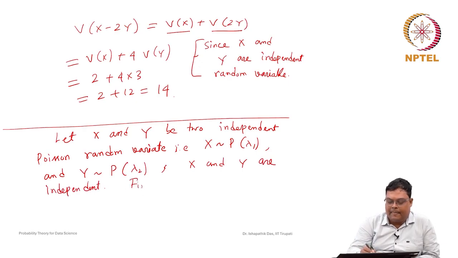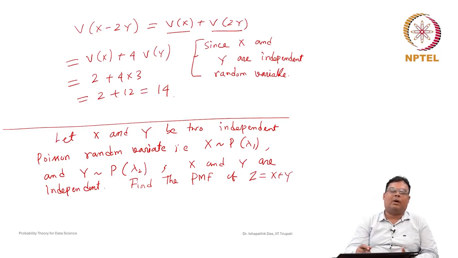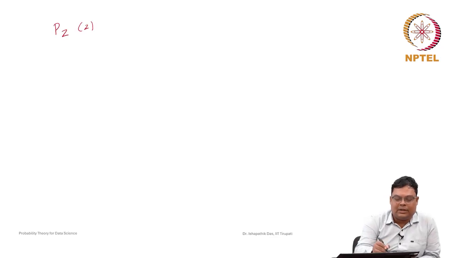So, find the probability mass function of z equal to x plus y. Suppose x is the number of accidents in a city, say Chennai, and y is the number of accidents in Mumbai. If you want to find the combined number of accidents in both places, what will be the probability mass function? In that case we have to find the probability mass function of z, the probability that z equals small z.